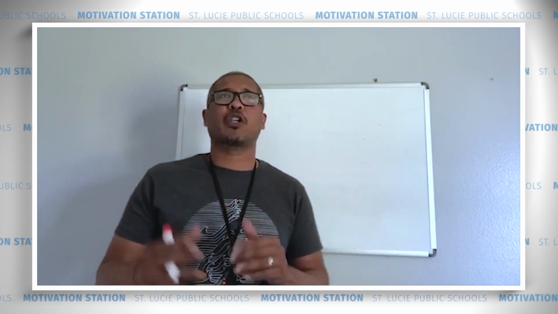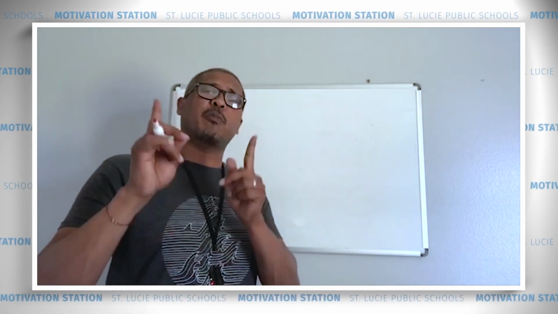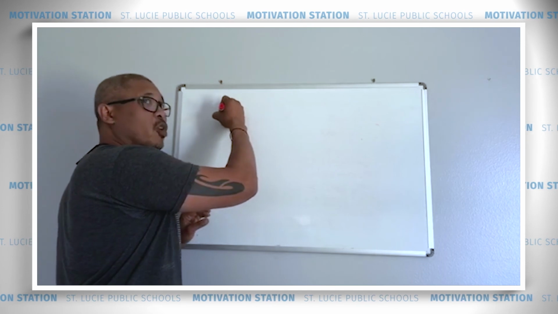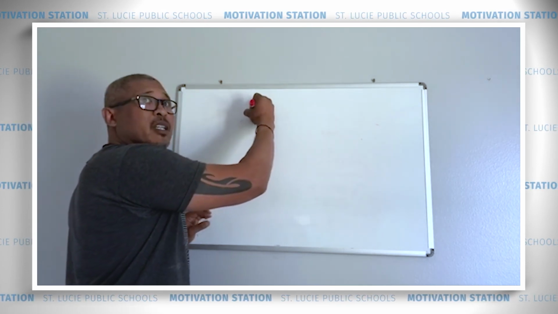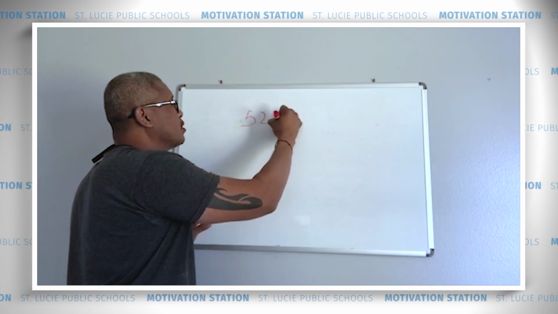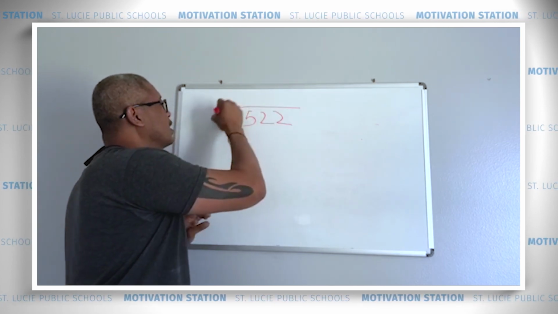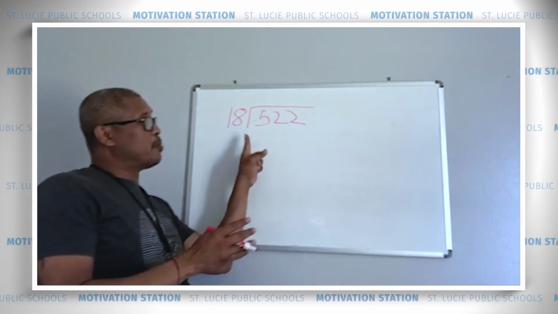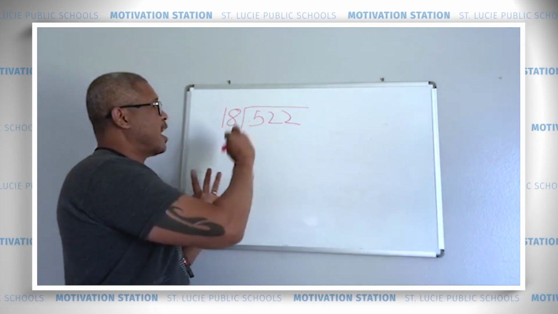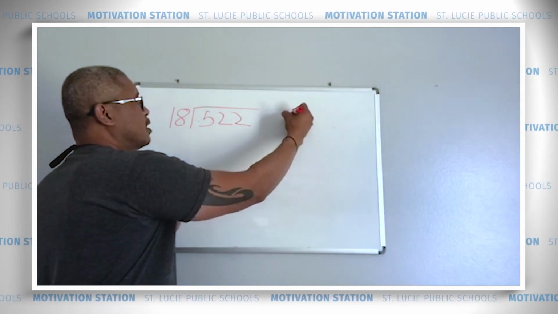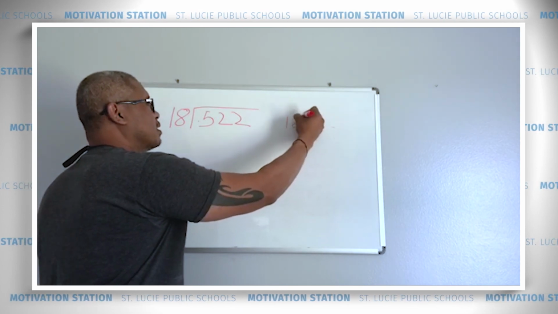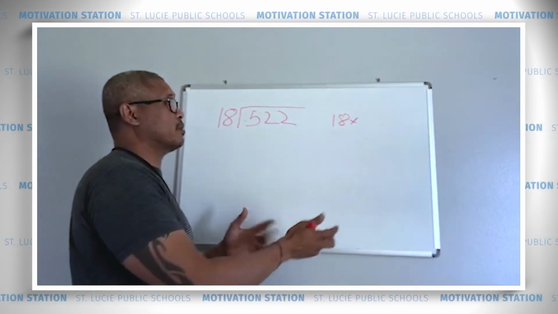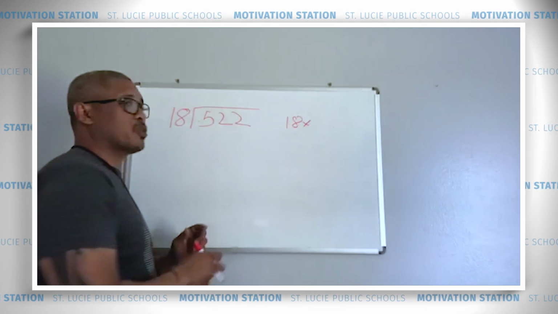So here's a problem that I want you to work out, and I want you to use the partial quotient strategy if possible. So we're going to divide 522 by 18. All right, so again, remember my last hint that I'm going to use. I'm going to ask you, well, what can I multiply 18 by? It has a pattern of a 0 in it. And again, we're using multiples of 10.